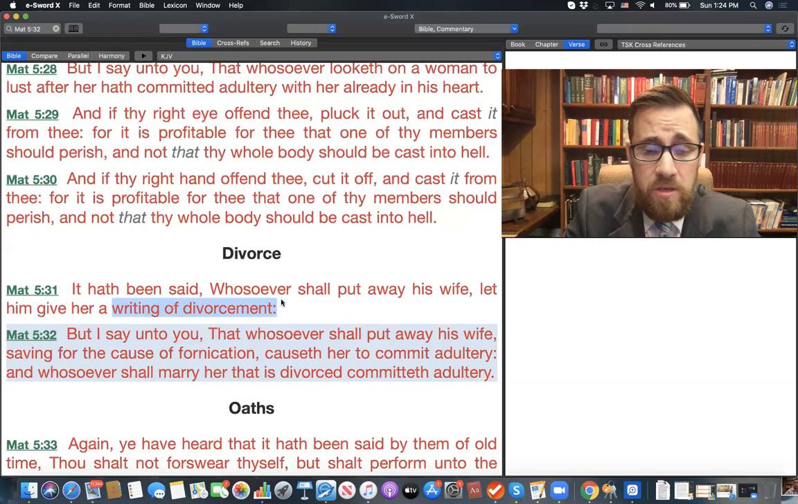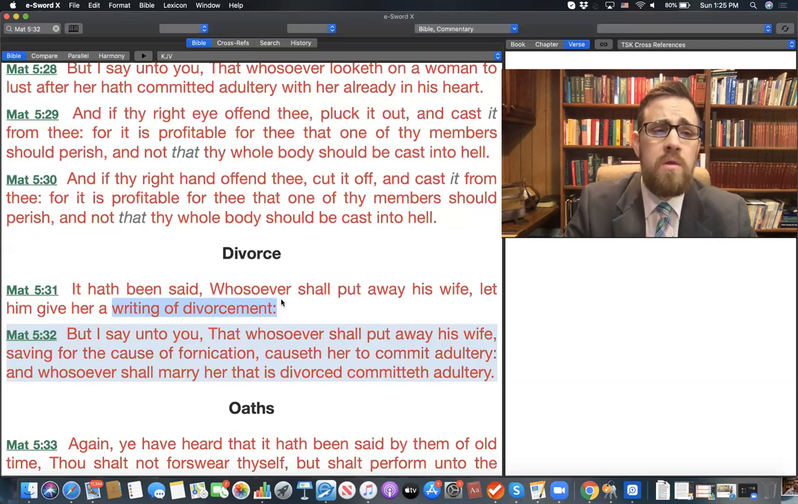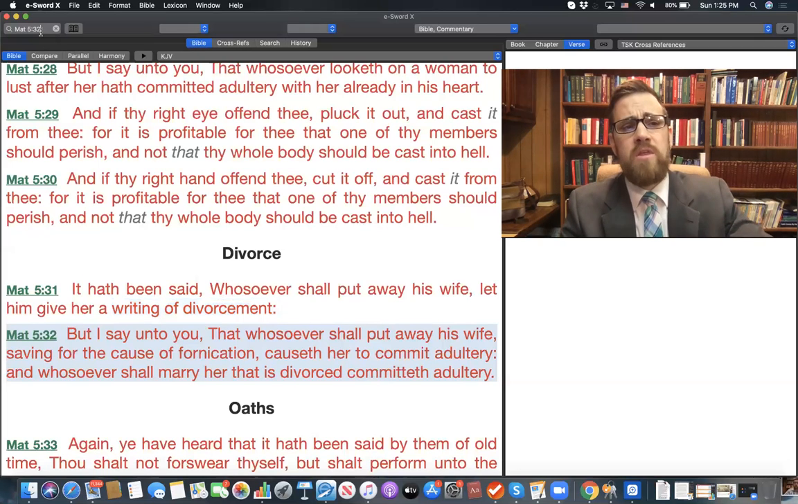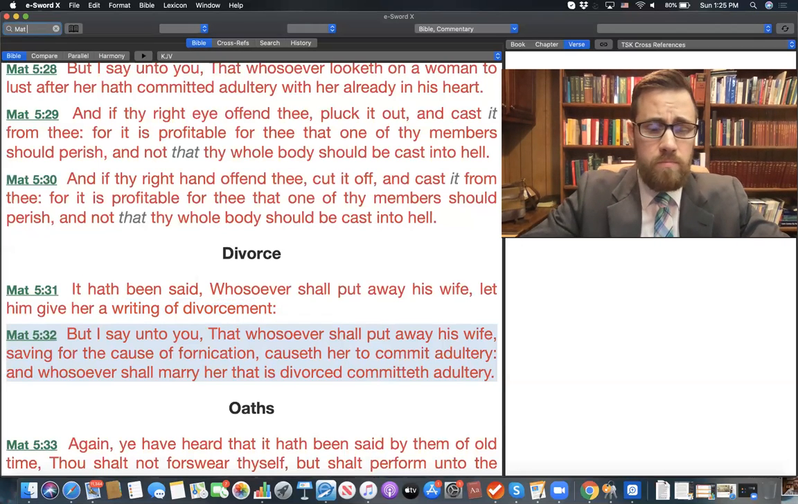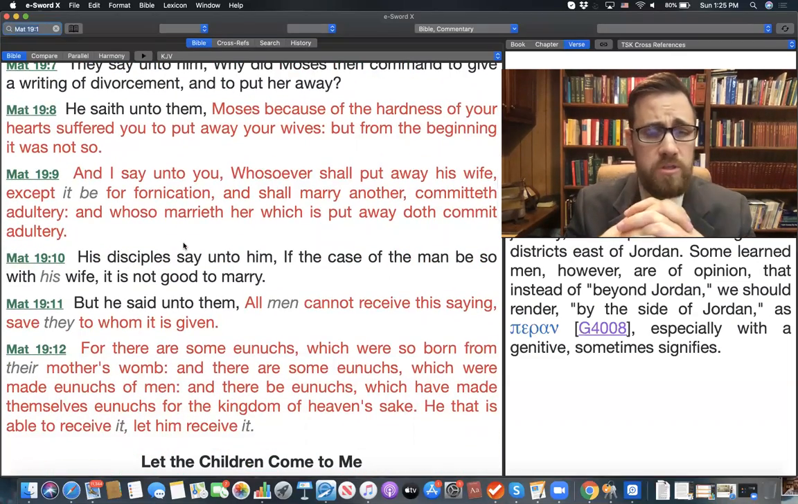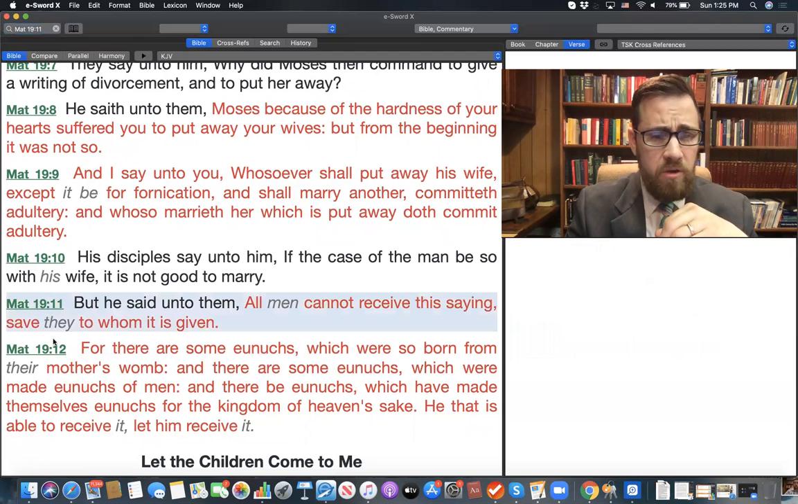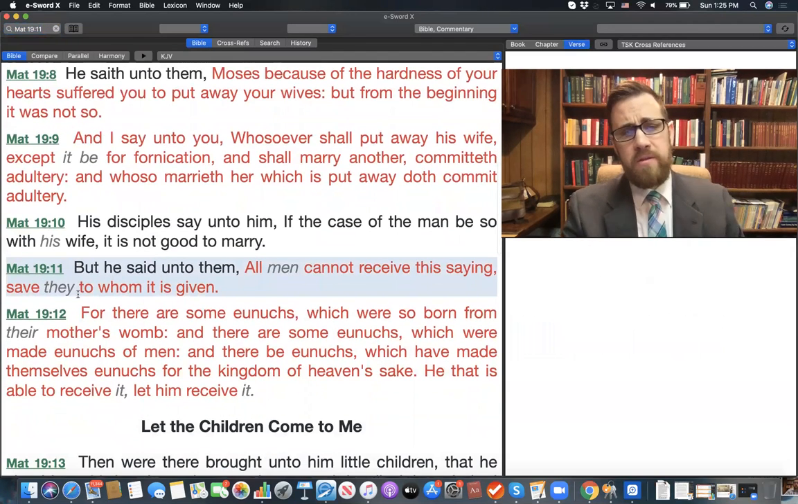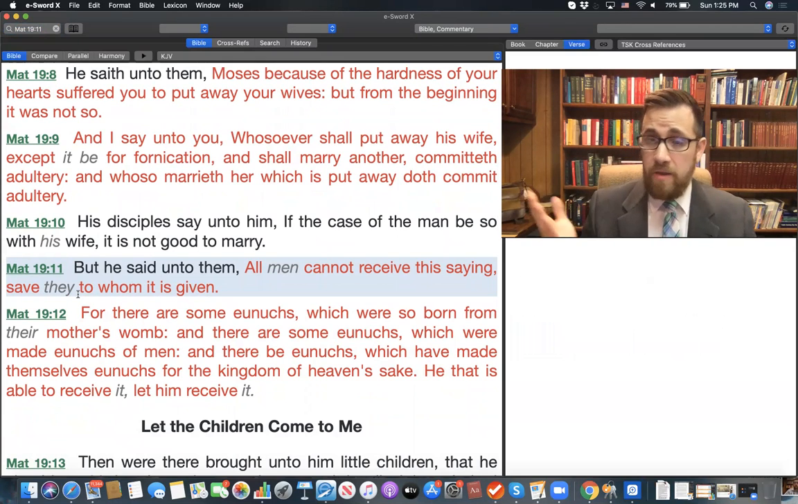And Jesus says, whosoever shall put away his wife, saving for the cause of fornication, causes her to commit adultery. Whosoever shall marry her that is divorced commits adultery. And you say, well, that's terrible. And we need to look at what Jesus says in Matthew 19, because it's a difficult life after you've been divorced. His disciples say, if the case of the man be so with his wife, it's not good to marry. And Jesus says, all men cannot receive this saying, save they to whom it is given.